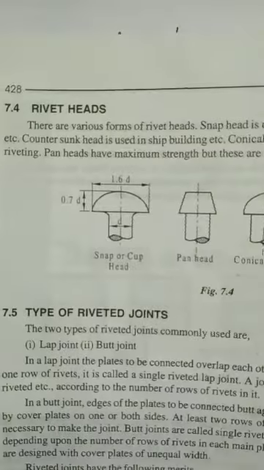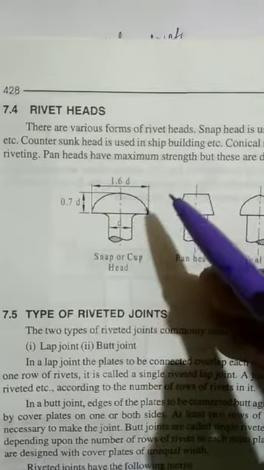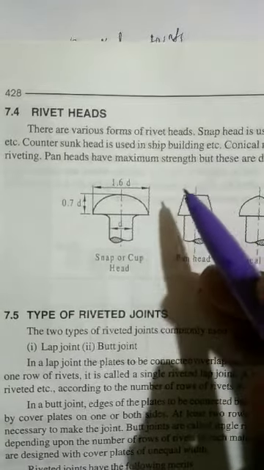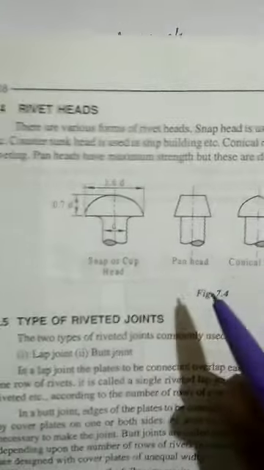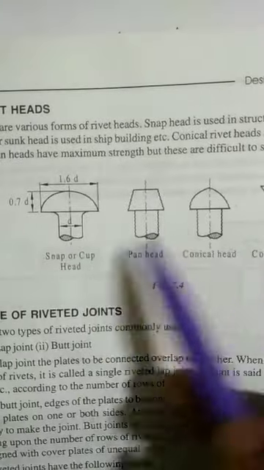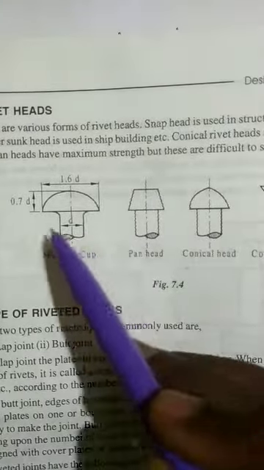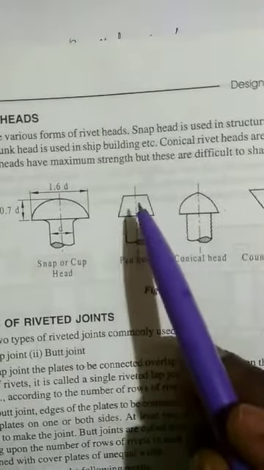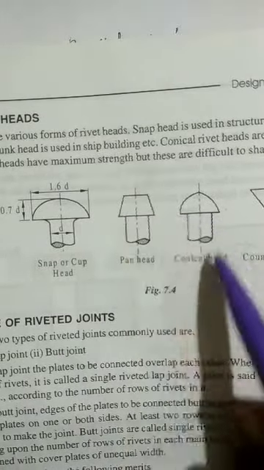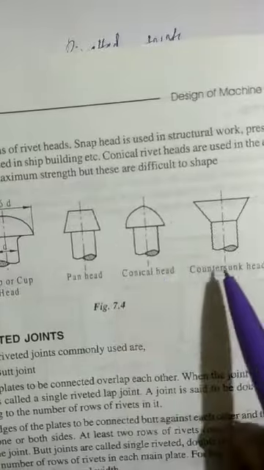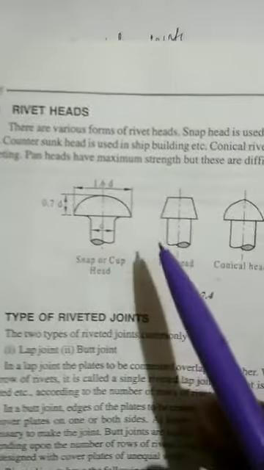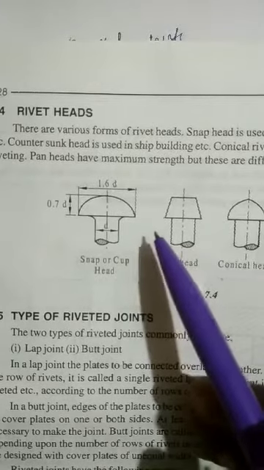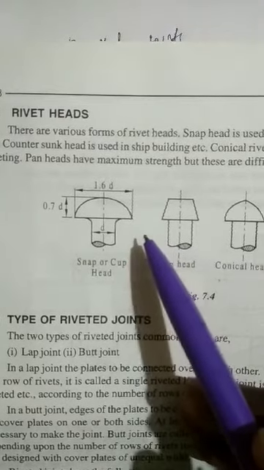Now let us see the different types of rivets used in the riveting operation. According to the shape of the head, we can name them. This is known as snap or cup head, a spherical shape. This is a pan head. This looks like a frustum of a cone, so a conical shape is there. Then there is the countersunk head. These are the four types normally used in riveting operations.